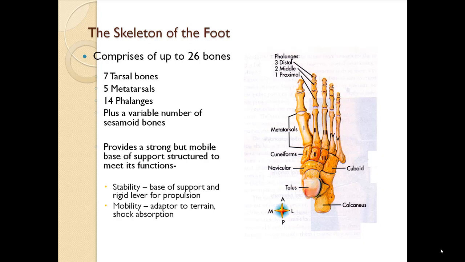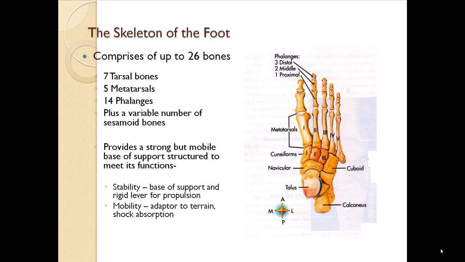in the other toes. And then in addition to that, we've got a variable number of sesamoid bones, plus occasionally anomalous bones, additional bones that have developed, things like accessory navicular bones or os trigonums.